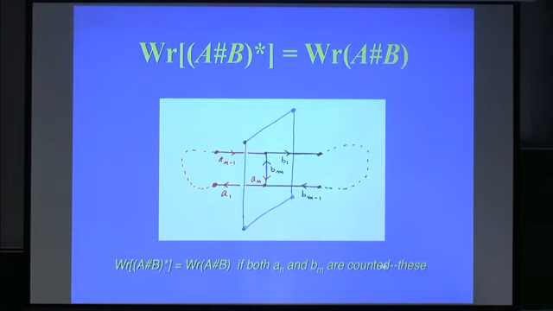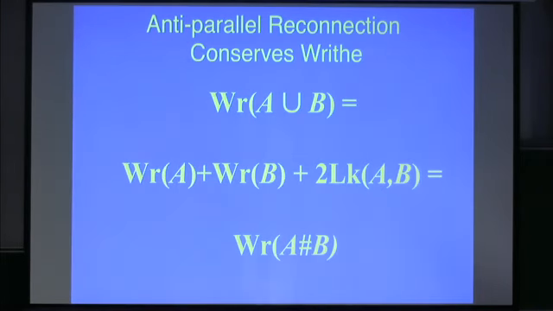If both A and B are counted, these things are oriented oppositely and they cancel, so I get the writhe of the connected sum, or the reconnected curve. So this is a proof that antiparallel reconnection is writhe preserving.